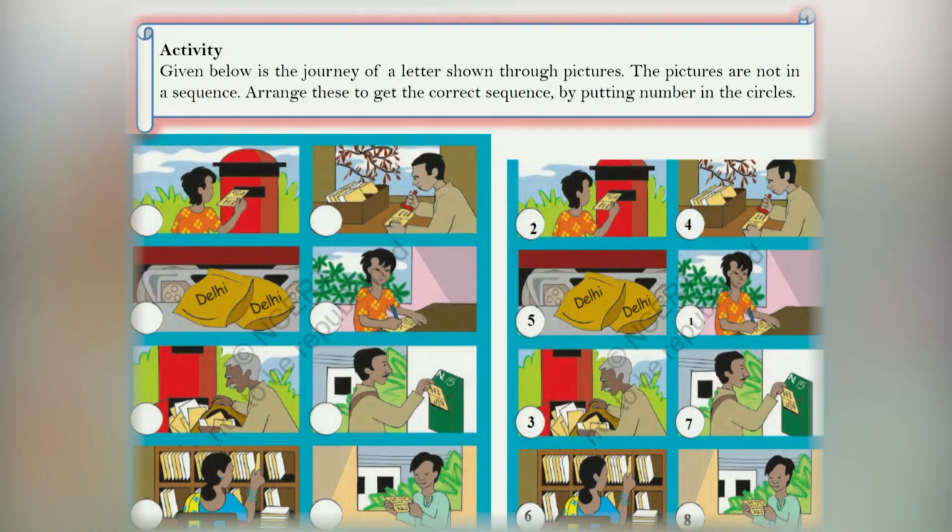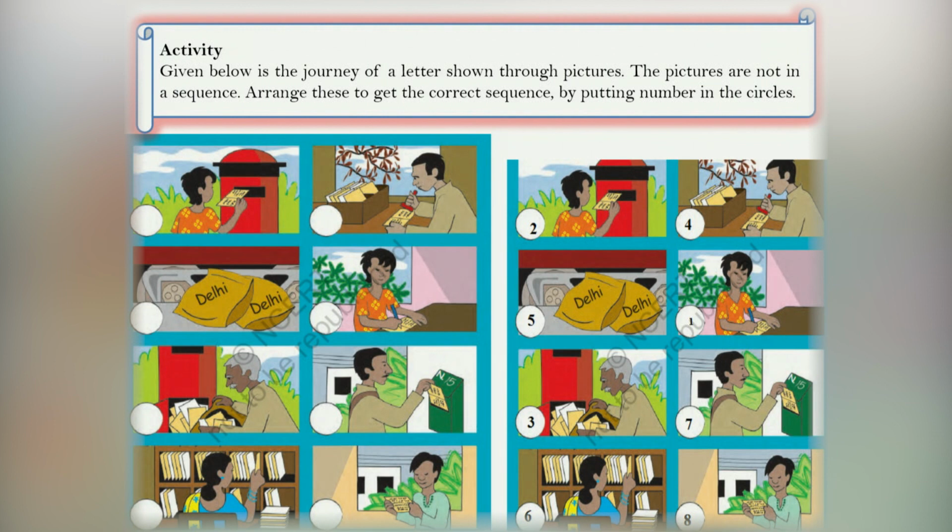So here comes the right answer, students. Number 1: Rina is writing a letter to Ahmed. The second part is she dropped the letter in the letter box. The third part is the postman came and collected the letters from the letter box. The fourth, the postman dropped them at the post office. In the post office, the letters were stamped.